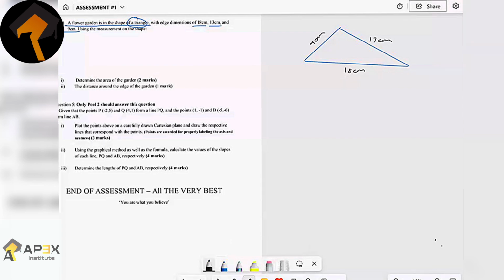So then we have to use this formula here, where we see the square root of s bracket s minus a, s minus b, s minus c, and that's going to be equal to the area. And we know that we're going to have to find s. s is equal to a plus b plus c divided by 2.